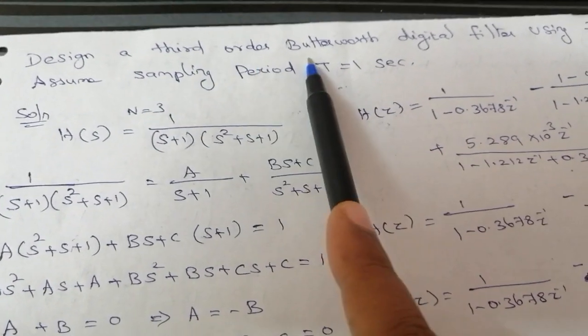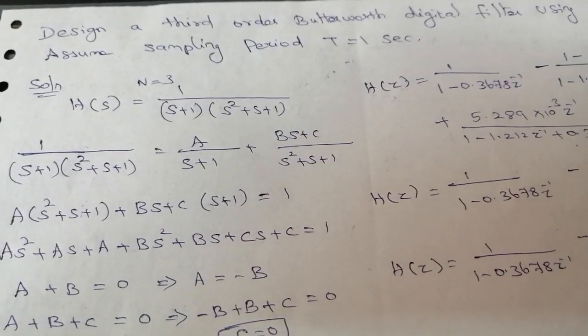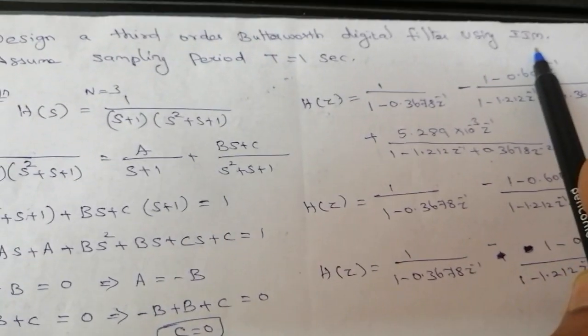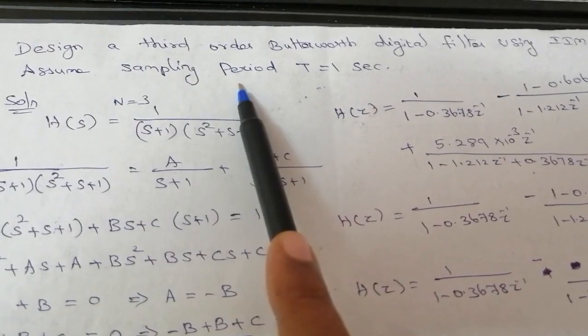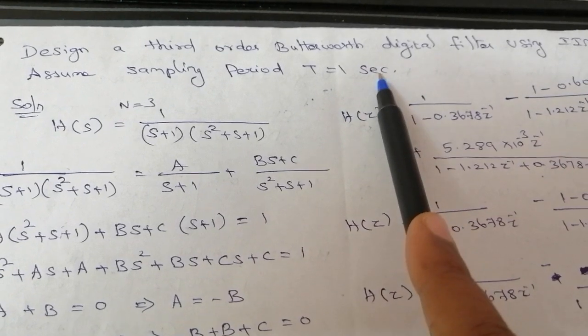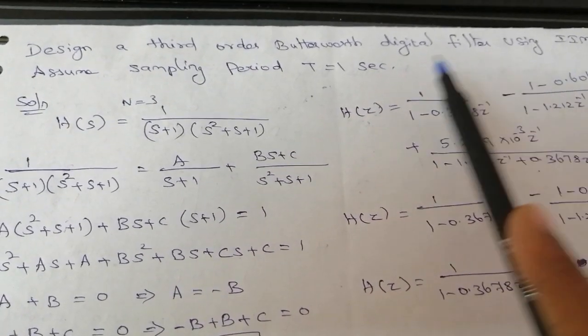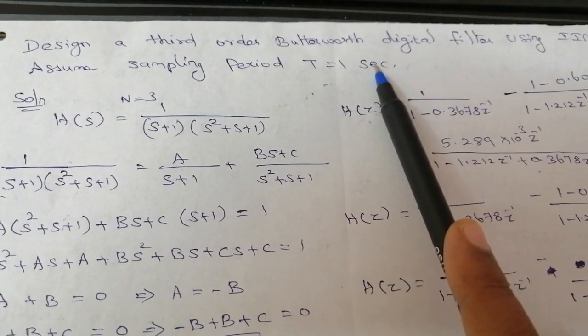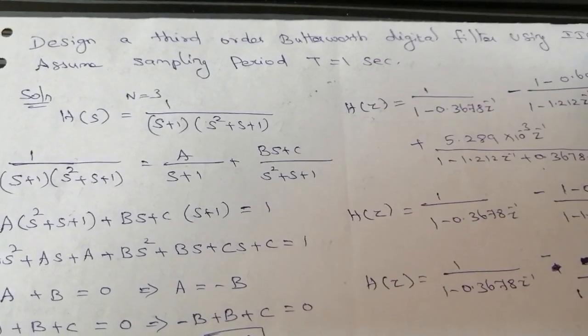Design a third order Butterworth digital filter using impulse invariance method. Assume sampling period equal to T equal to 1 second. So this is also a digital Butterworth filter using impulse invariance method.